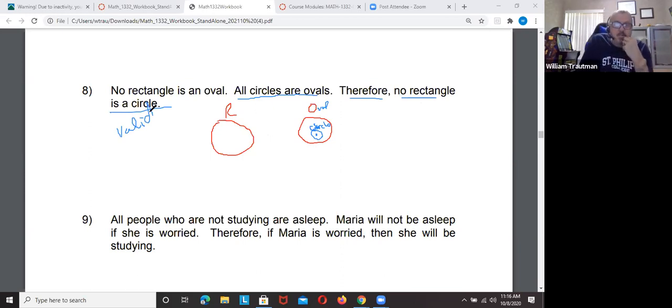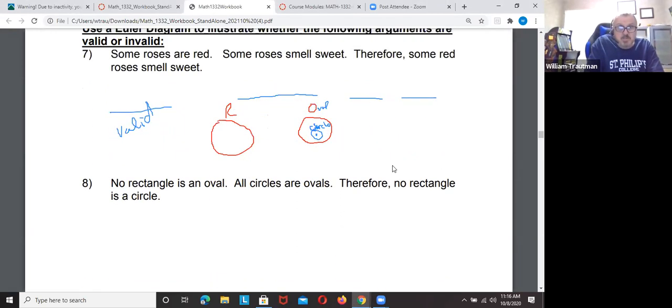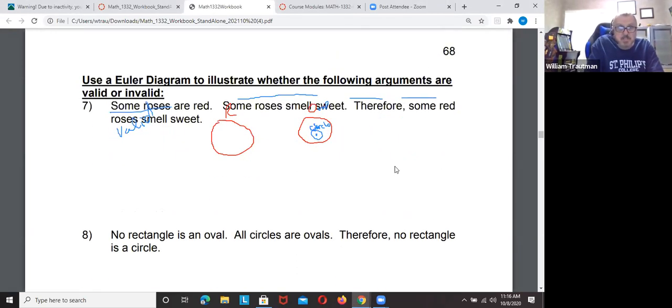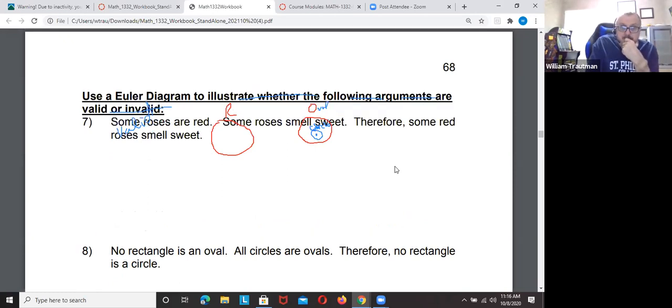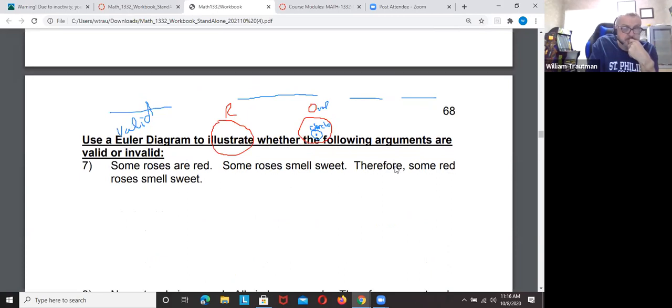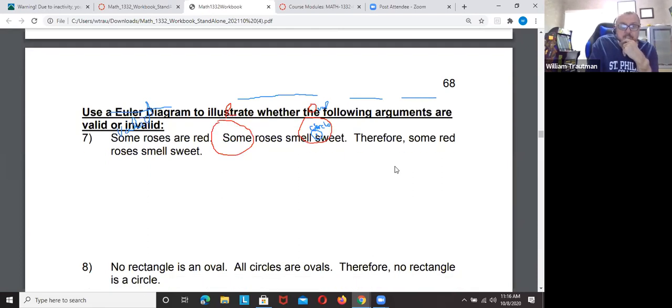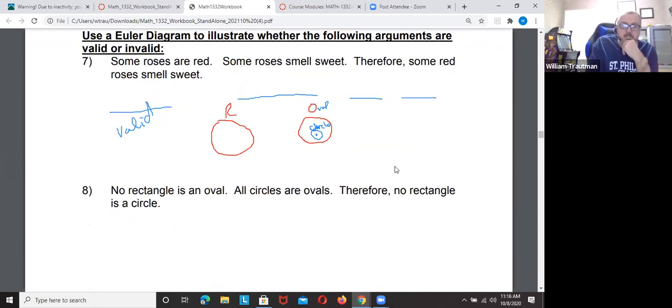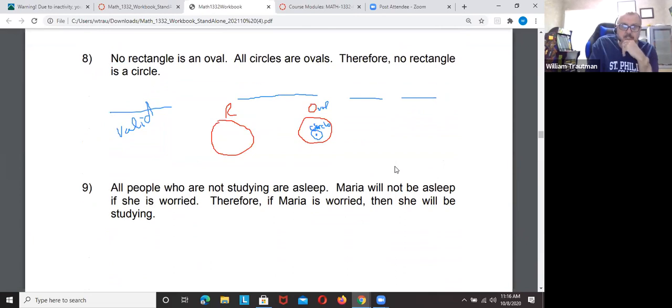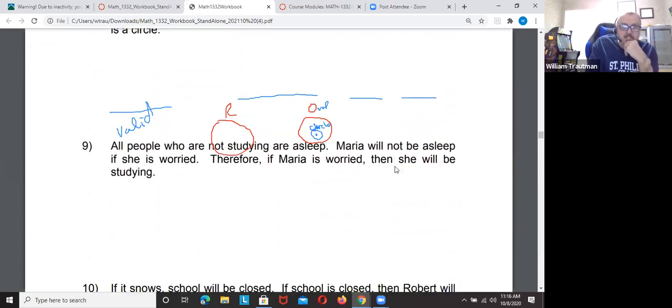It is valid. I almost want to go back to number 7. I kind of don't like that one. I think I did number 7 wrong. Some roses. No, I did it right. I did it right. Okay, I wasn't sure, but I know I did it right. So number 8 is valid.